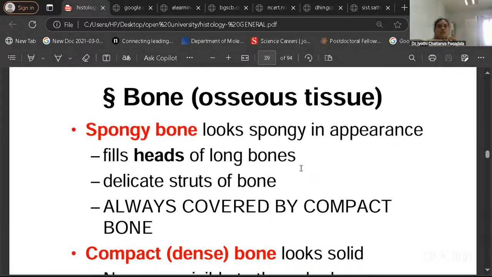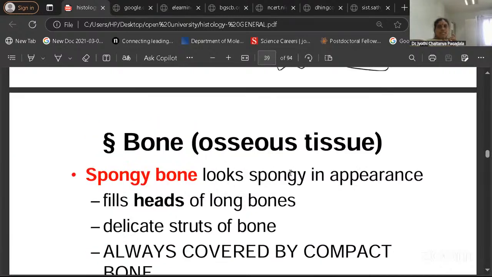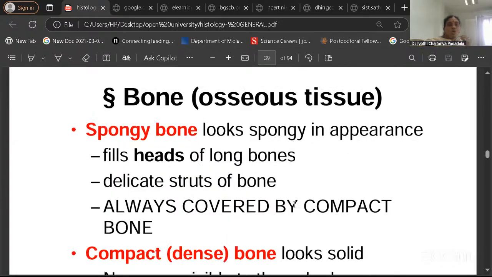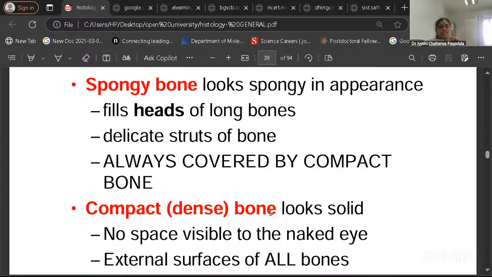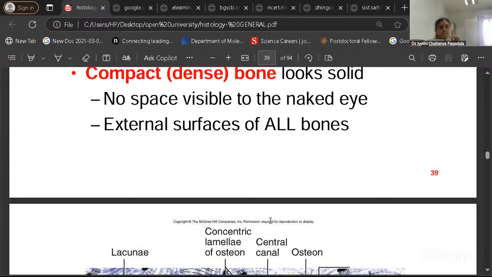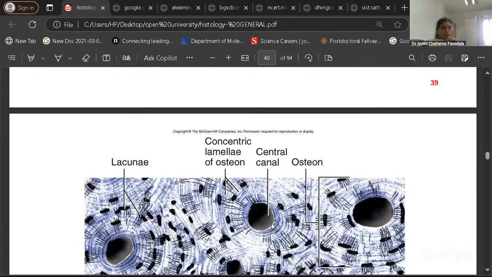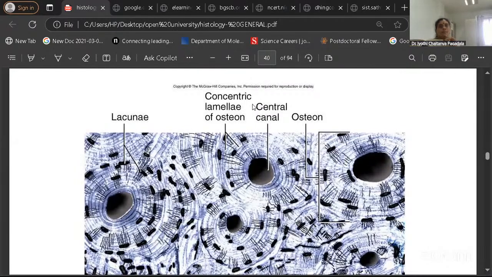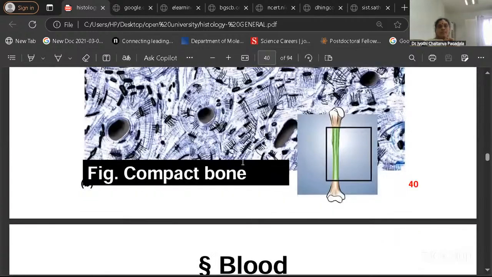When coming to the bone, osseous tissue, spongy bone looks spongy in appearance, found in the heads of long bones, with delicate struts of bone, always covered by compact bone. The compact dense bone looks solid, no space visible to the naked eye, on external surfaces of all bones. Here you can see the presence of lacuna and concentric lamella of osteon, a central canal, and osteon that is presented in the compact bone.